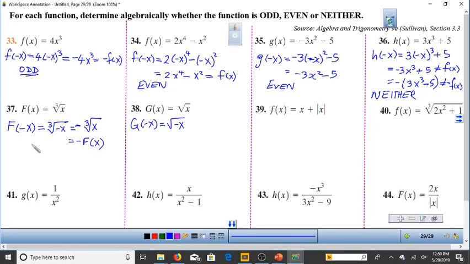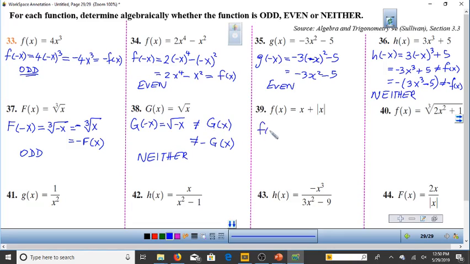So as a result, we are stuck here. And so this is not the same as the original, and this is not the negative of the original. So we're talking about a function that is neither odd nor even. Now let's talk about this function here.